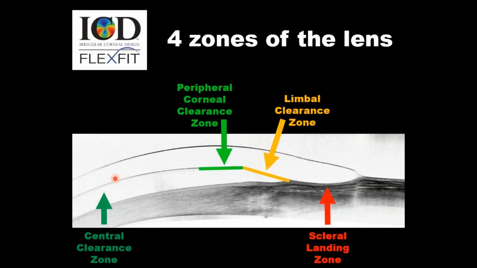When you're communicating with the lab, it's helpful to understand each zone. And in the center, you have your central clearance zone. Then the next zone out is your peripheral corneal clearance zone, which should run parallel to the peripheral cornea. Then your limbal clearance zone should vault through the second zone of the lens, bringing it in close apposition to the scleral landing zone, but vaulting through the limbus in between. Then the only part of the lens that should land down is the scleral landing zone. So if you understand your central clearance zone, your PCCZ, your limbal clearance zone or LCZ, and lastly, your scleral landing zone, SLZ.